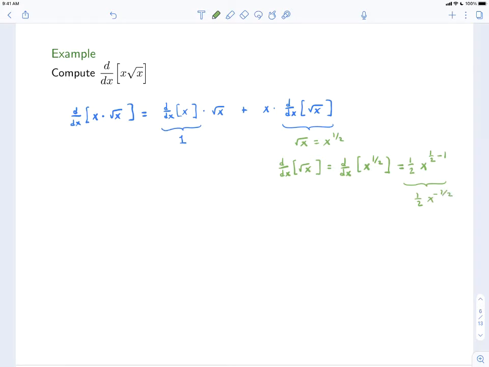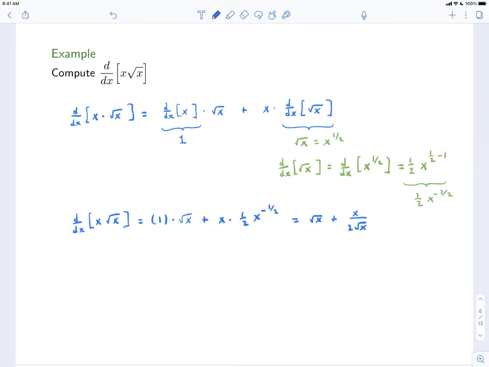So now we can put all of this together, and we have that the derivative with respect to x of x times the square root of x is equal to 1 times the square root of x plus x times 1/2 times x to the negative 1/2. This is equal to the square root of x plus x over 2 square roots of x.